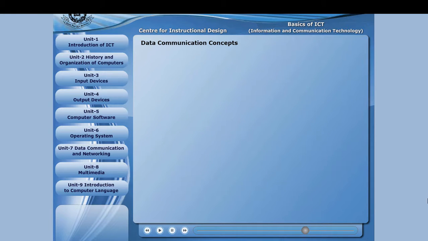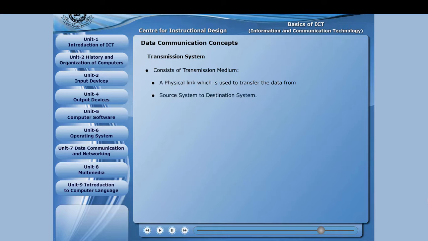The last system of the communication model is the transmission system. This system consists of the transmission medium. Transmission medium is a physical link which is used to transfer the data from source system to destination system. For example, various transmission mediums include cables, wires, fiber optics, and wireless links.